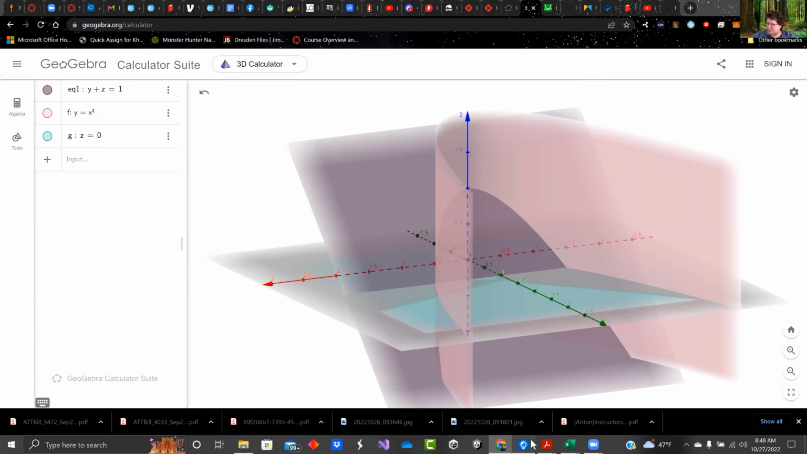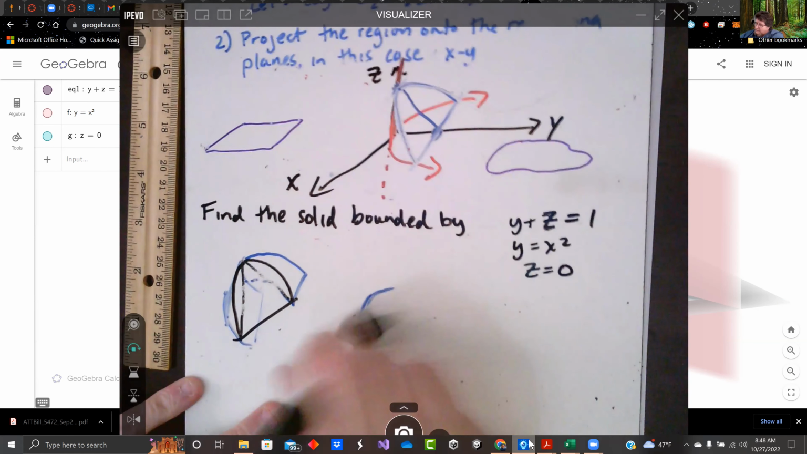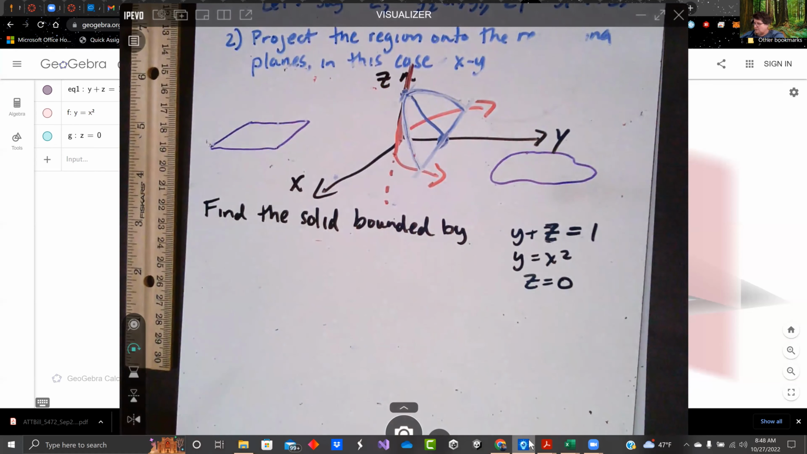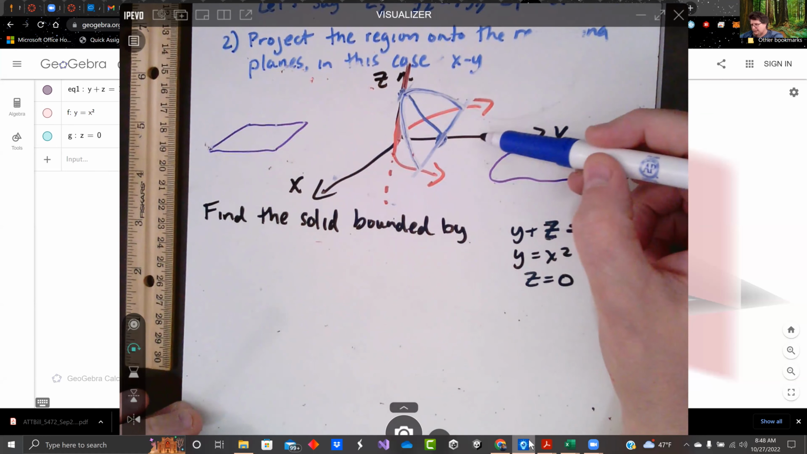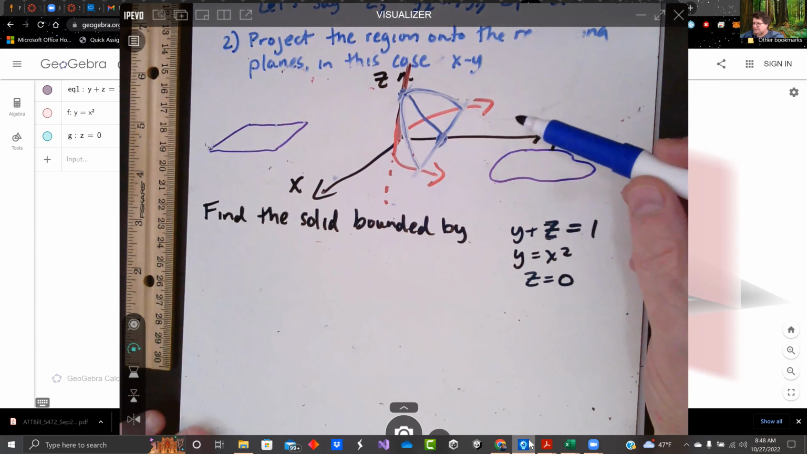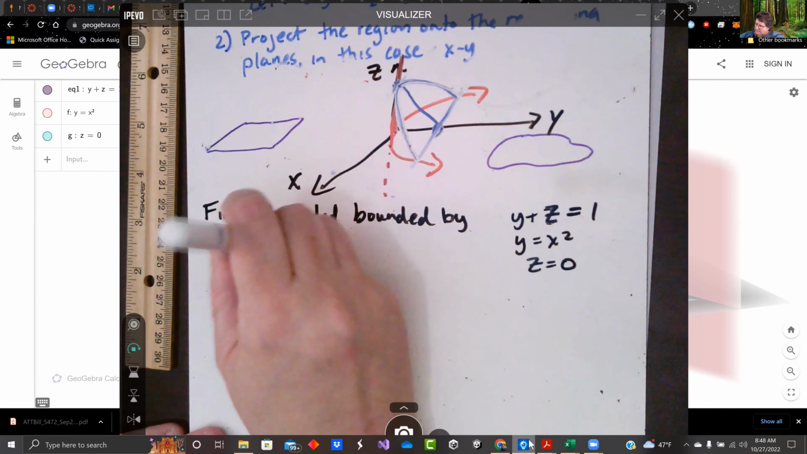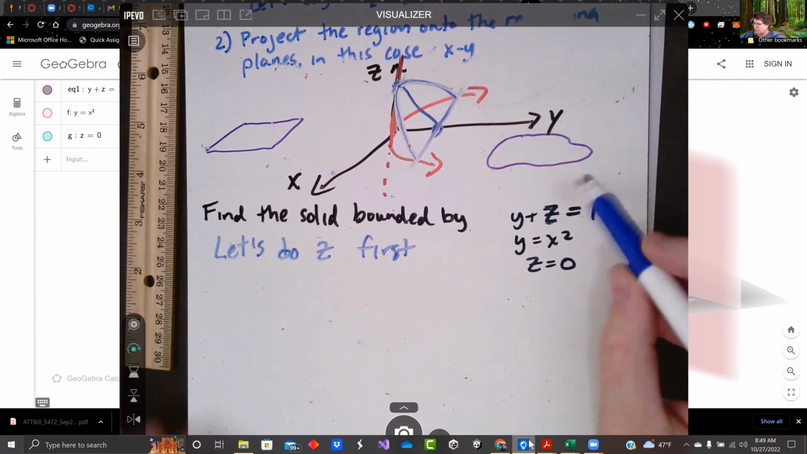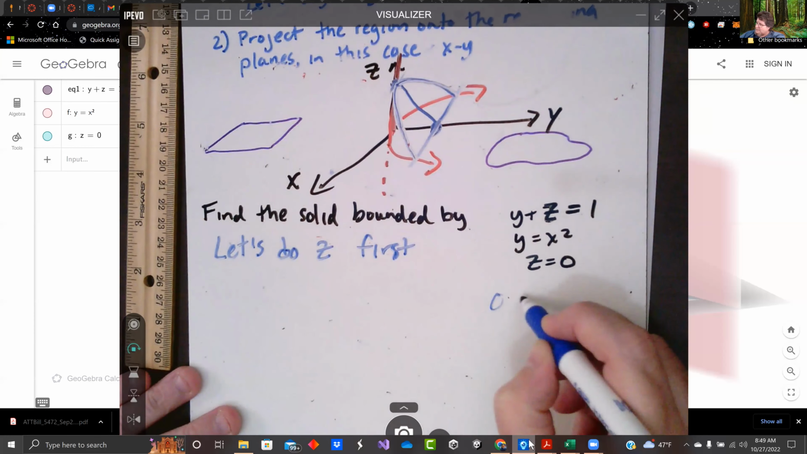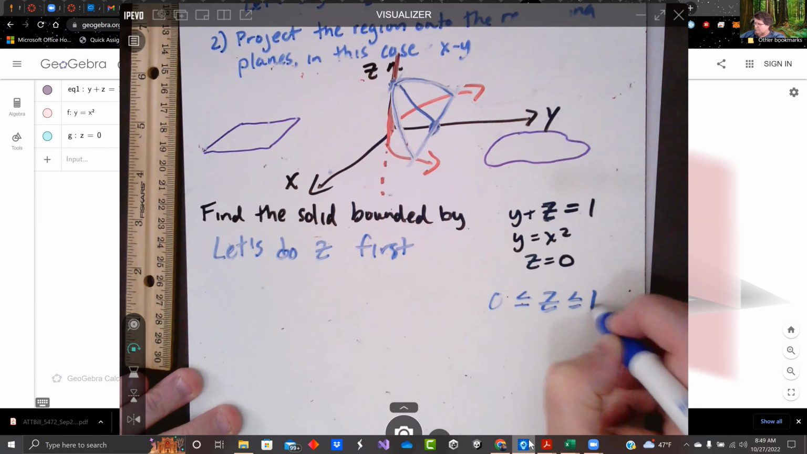So how do we go from that to our limits? Well, the easiest one to project onto is projected down onto the xy plane. So let's get rid of z first. So z's lower limit is 0. Z's upper limit, we solve this for z, we get 1 minus y.